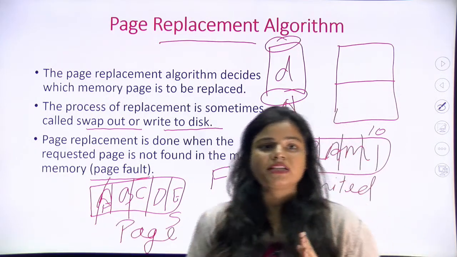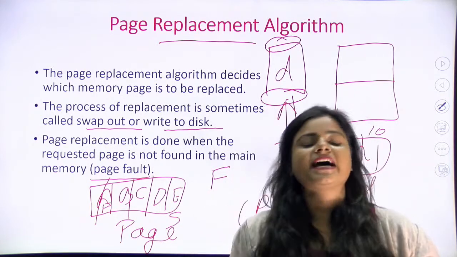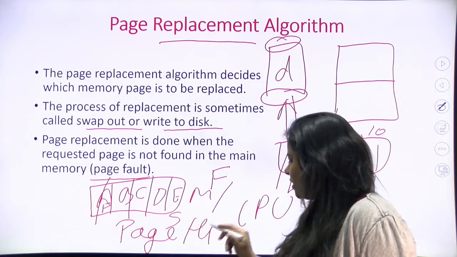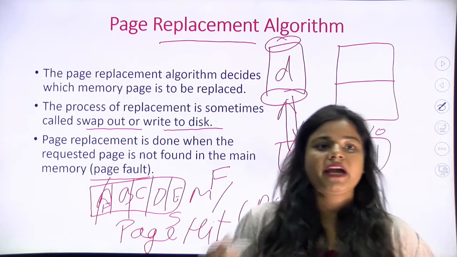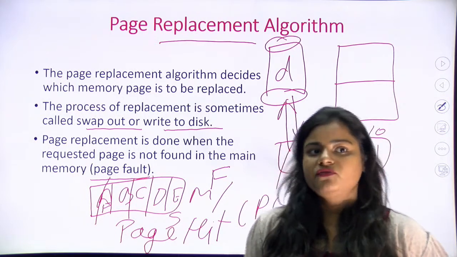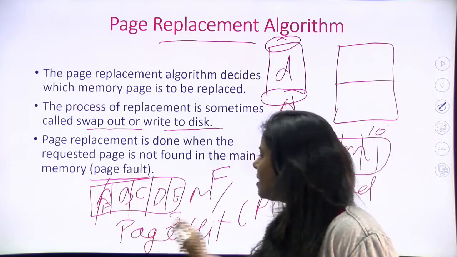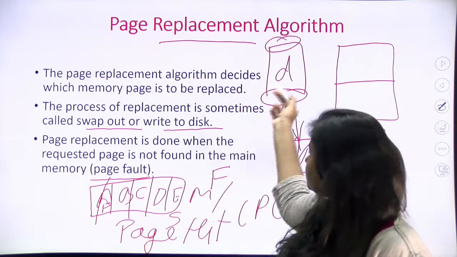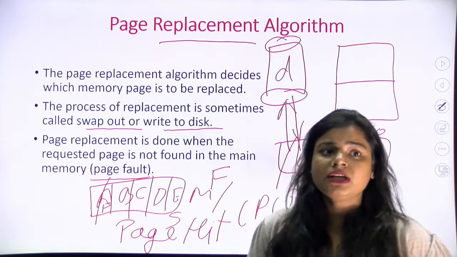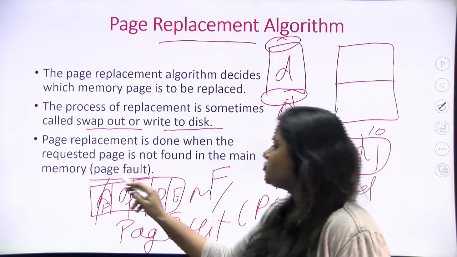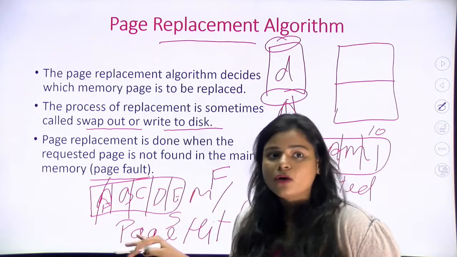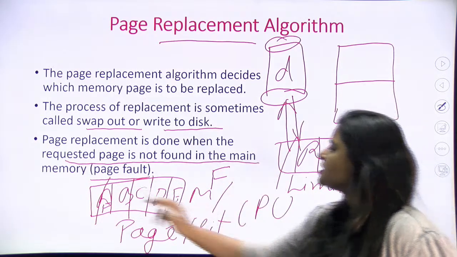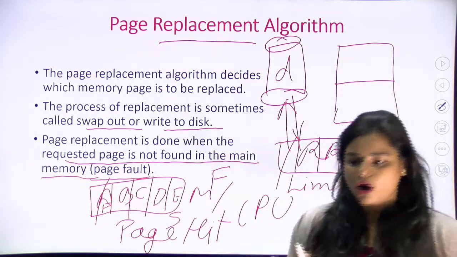Whenever I am requesting any page which is already residing inside the main memory, this situation is called page hit. Whenever I have any page to be executed which is not already inside the main memory, I have to call it from the secondary memory, and it comes from secondary memory to main memory. This situation is called page fault, because the requested page is not found inside the main memory.